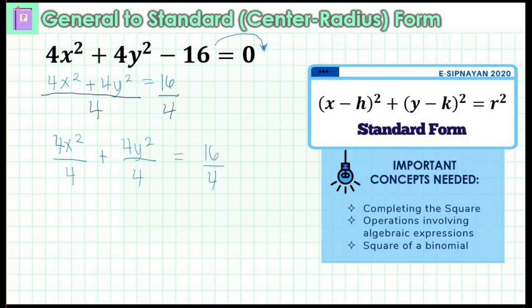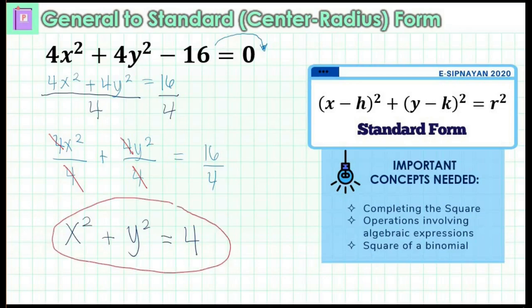Afterwards, we need to simplify the left-hand side of the equation. We can cancel out the coefficient 4 for both of the terms. Hence, the equation will now become x squared plus y squared equals 16 over 4 or simply 4. Therefore, the standard form of the given example is x squared plus y squared equals 4.